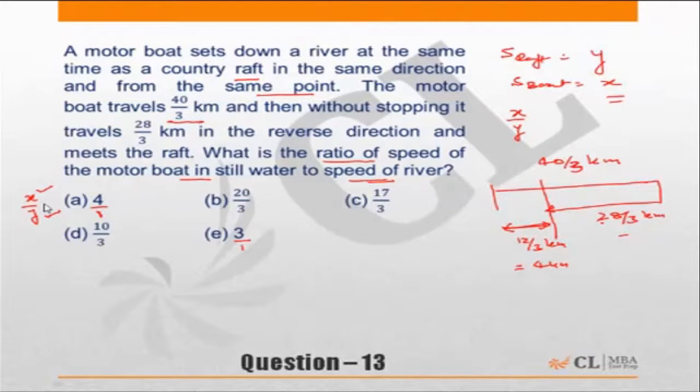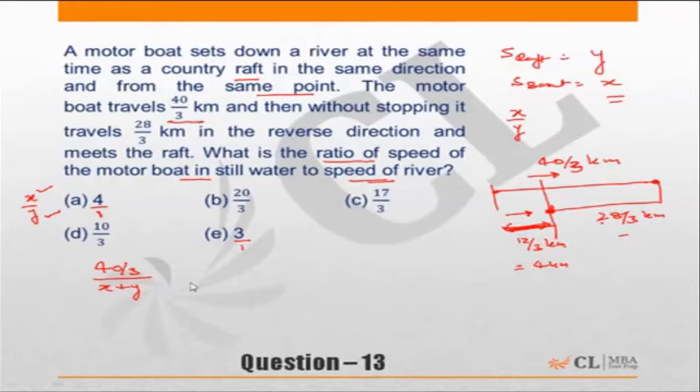Okay. So let's again make the simple equation which we'll have. When the motorboat is going in this direction, 40 by 3 kilometers, it is obviously going along the direction of the river because the raft is also flowing in this direction. So it is going in the direction of the river, or it is the downstream speed. So we can say 40 by 3 upon x plus y. So all I am doing is calculating the time taken by the boat to go from here up to this distance and return up to the point of meeting. In that time, the raft has covered a distance of 4 kilometers.